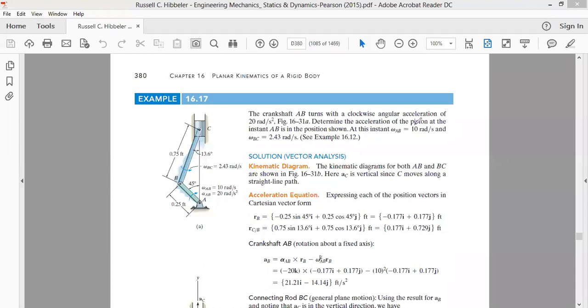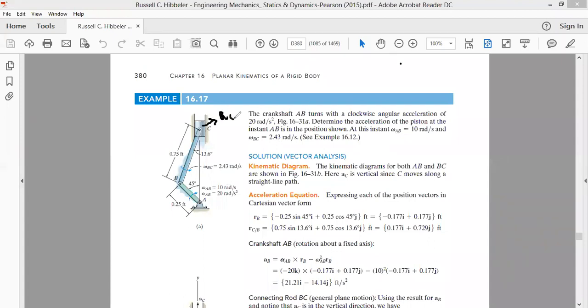Now it says determine the acceleration of the piston at the instant AB is in the position shown. Piston is C, so we have to find the acceleration of C. At this instant, the angular velocity of rod AB is given as 10 radian per second, and the angular velocity of rod BC is given to us as 2.43 radian per second, anti-clockwise. We are given these parameters.